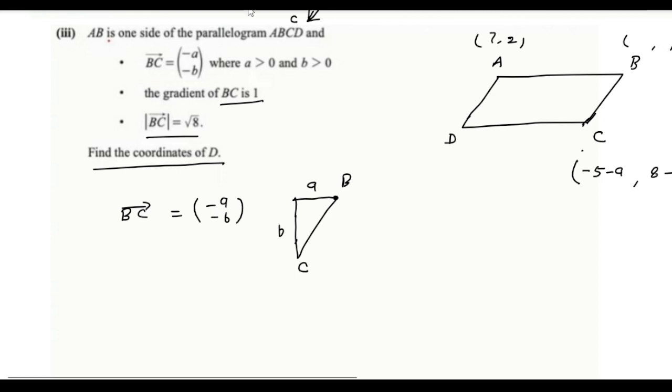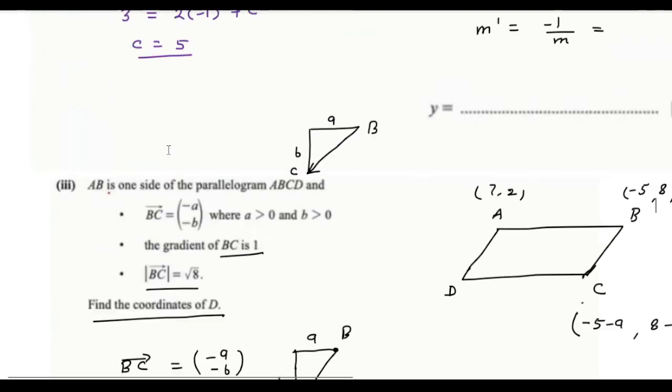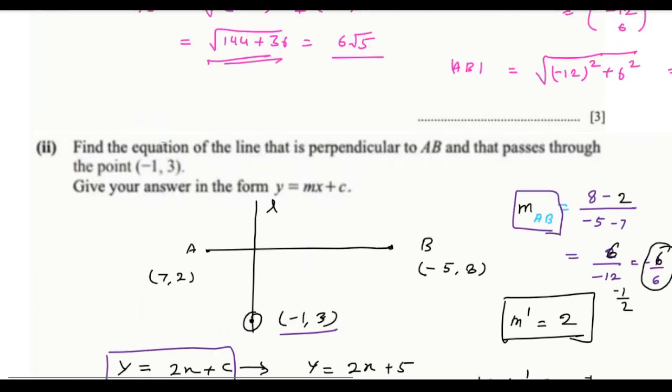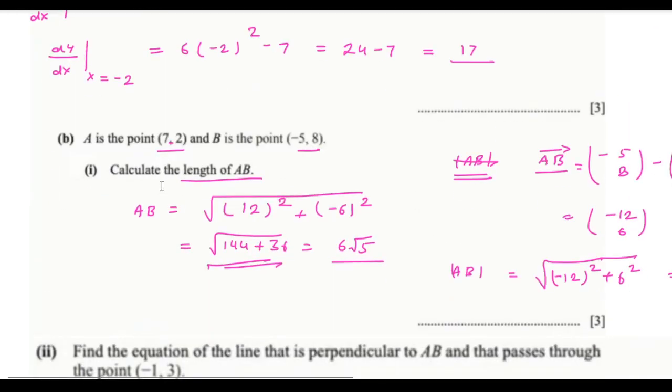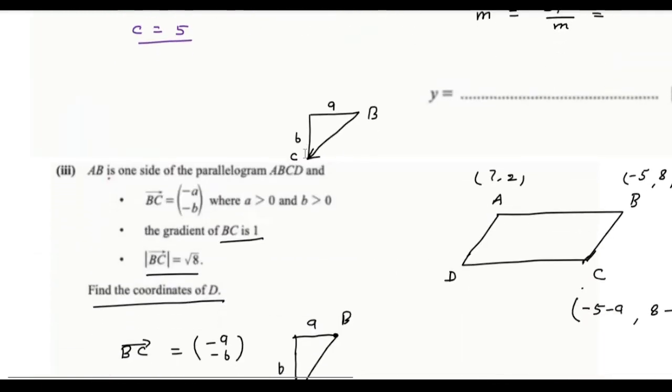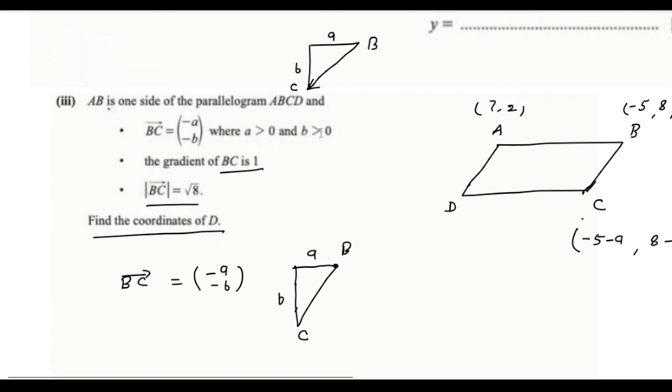Okay. AB, you already know where this AB came from. AB is already given in the problem, in the first part of the problem. See here, they already mentioned that A is (7, 2) and B is the point (-5, 8). Right? Okay. Then they said my ABCD is a parallelogram. Then they said that my vector BC is (-A, -B). So that means you are going A unit left and then B unit down from B to C.